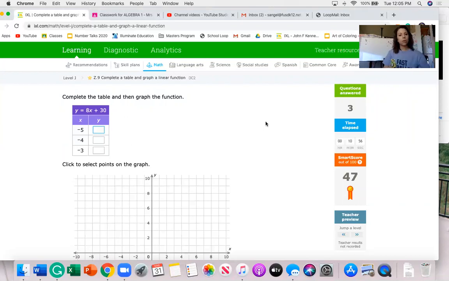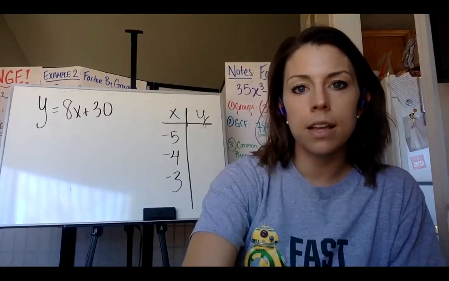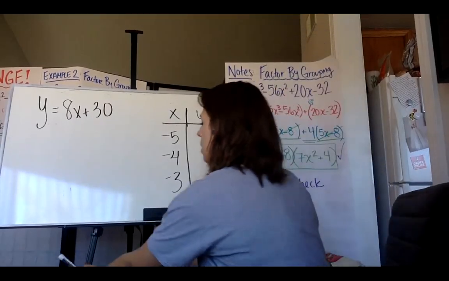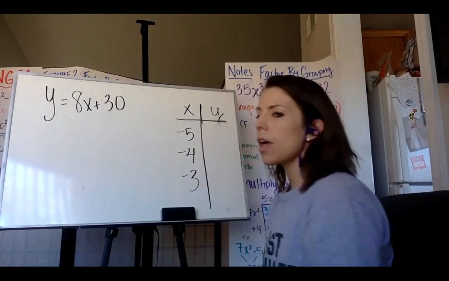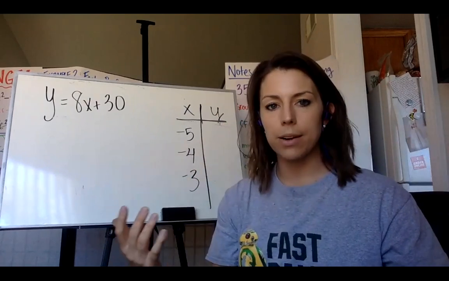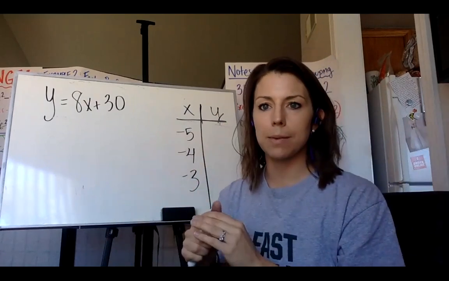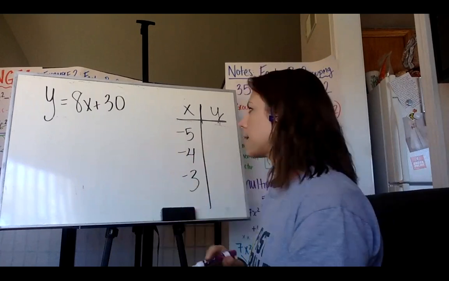Oops, there we go. So it looks like our function is y equals 8x plus 30, and our values of x are -5, -4, and -3. Let's see how we do this one. I'm going to write this one out because the larger the numbers get, the better it is to write out your work so you can keep track of making mistakes and things like that.